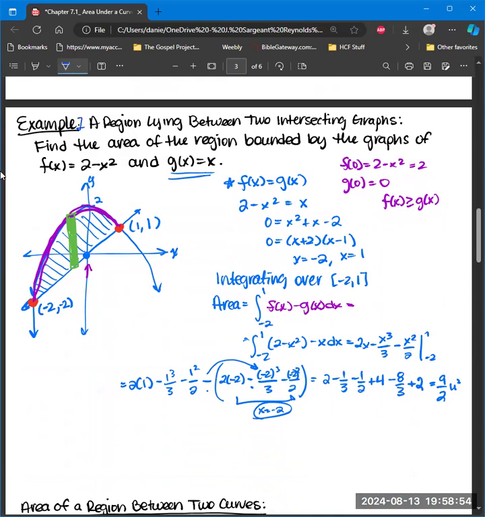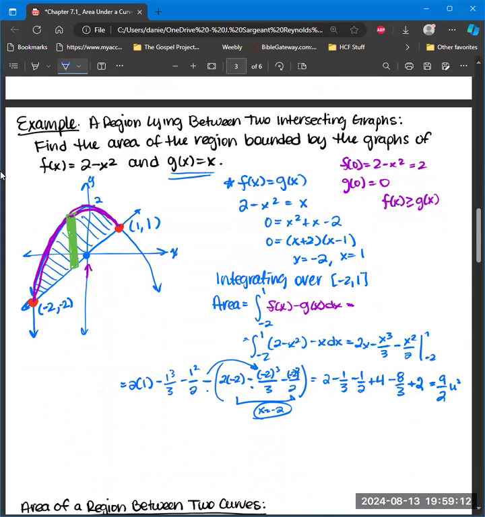a region lying between two intersecting graphs. This is typically what we want to do. We want to find this bounded region between the two curves here, between the points of intersection. So we set the functions equal to one another and solve to get the points of intersection.